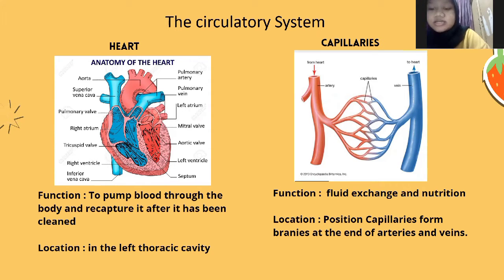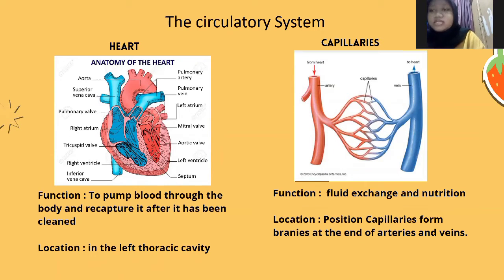Heart is a hollow muscular organ that pumps the blood through the circulatory system by rhythmic contraction and dilation. In vertebrates, there may be up to 4 chambers, as in humans, with 2 atria and 2 ventricles. Function: the heart pumps blood through the body and receives it after it has been cleaned. Location: in the left thoracic cavity.